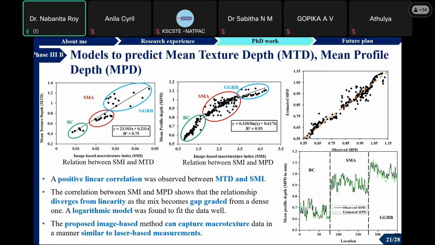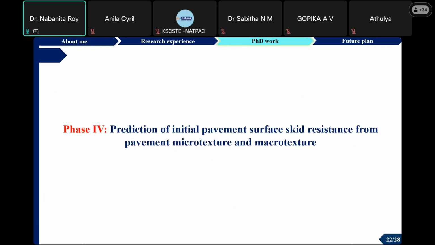But in case of MPD, which is obtained from the laser-based method, the relation deviates from linearity when it goes from dense to gap graded. So in that case, we have found that a logarithmic model is fitting very well, right? And also we have plotted here the estimated MPD versus the observed MPD, and from the equality line we can see that almost all the data points are coming very close to the equality line. So our proposed image-based method can capture macrotexture data in a manner similar to the laser-based method.